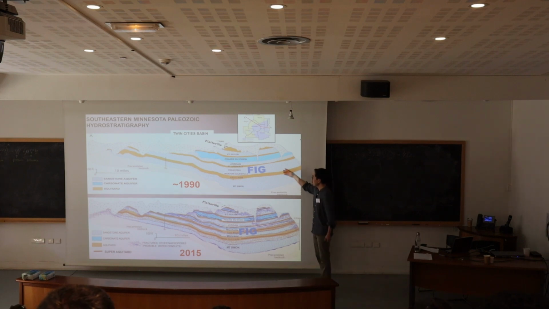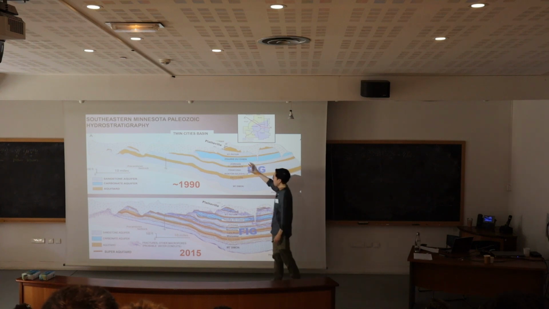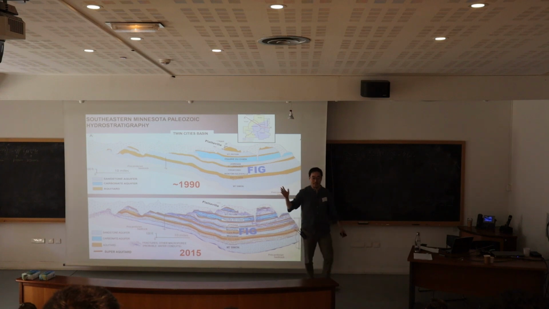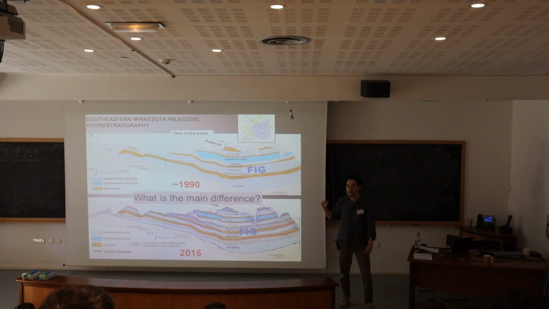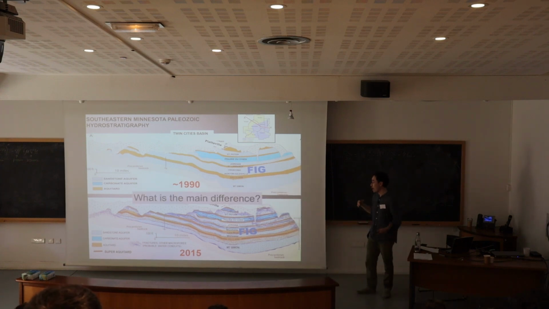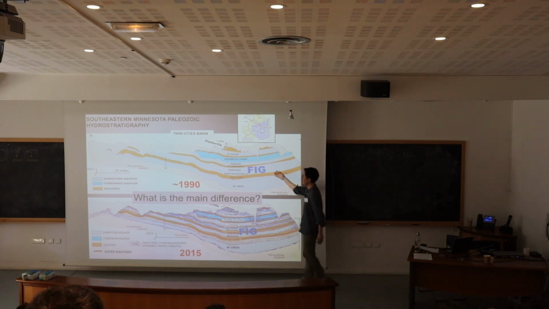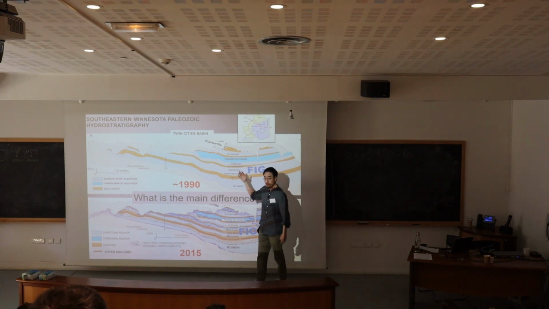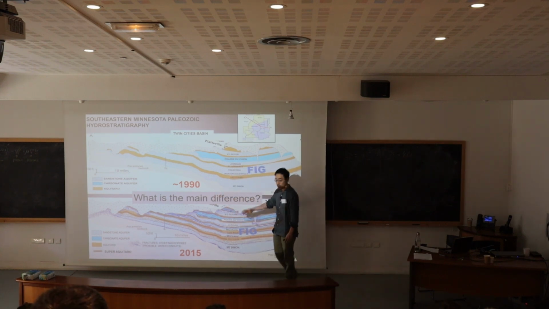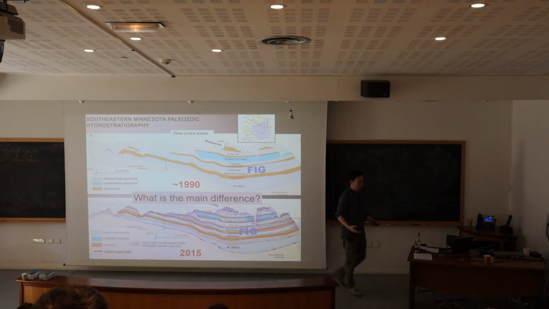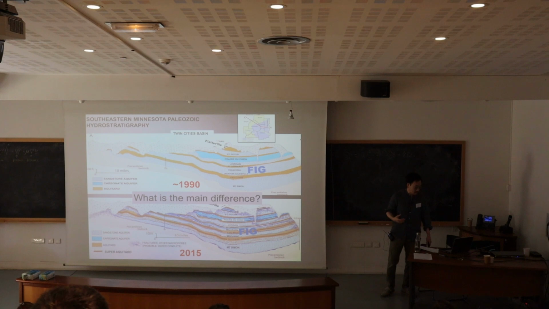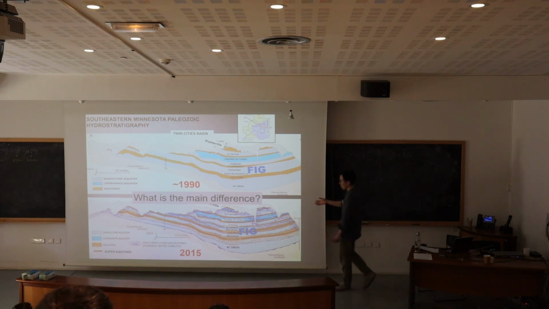So this was a conceptual understanding of our aquifer system in Minnesota from 1990s, and now this is 2015. What's the main difference? Exactly. So now we know that aquifer systems are not really homogeneous porous media flow. It's really dominated by fractures. So how can one so confidently draw this type of conceptual diagram? And their answer is through borehole data, right?